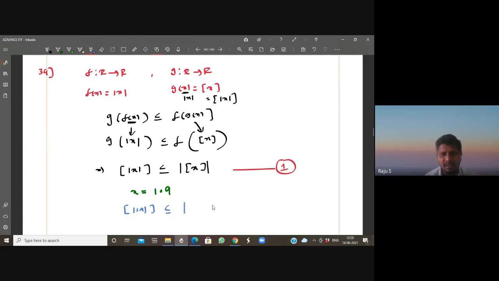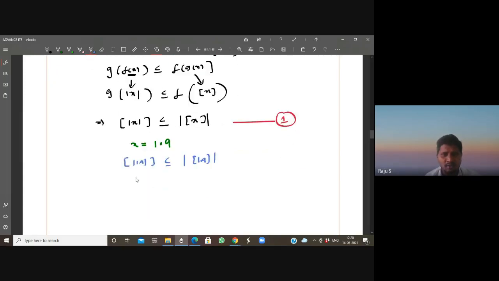Whether it is satisfying or not. Greatest integer of 1.9. I'm checking whether equation 1 is satisfying or not. Okay, what is modulus 1.9? 1.9, lesser than or equal to? See, modulus 1.9 value is clearly 1. Okay, here again greatest integer of 1.1 is 1. 1 lesser than or equal to 1. Equation 1 is satisfied. For example, I want to take any negative values.